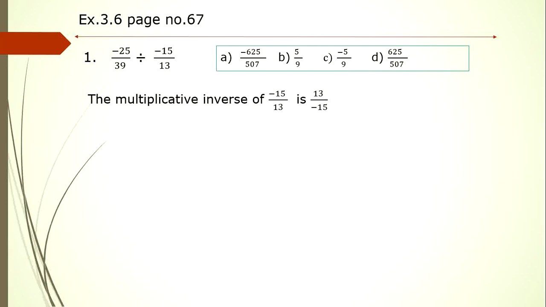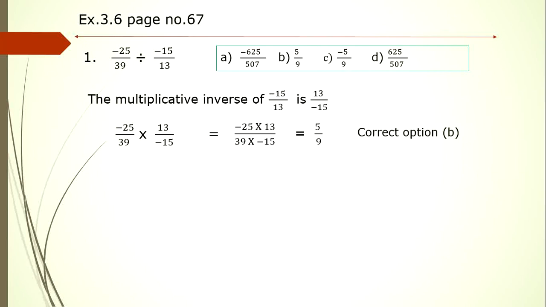So we need to take the multiplicative inverse of the divisor. Here the divisor is minus 15/13. When we take the multiplicative inverse of minus 15/13, we get 13/minus 15. Now this is to be multiplied with minus 25/39. So minus 25/39 into 13/minus 15 gives us the answer. On simplification we get 5/9, and the correct option is B. Let us go to the next question.